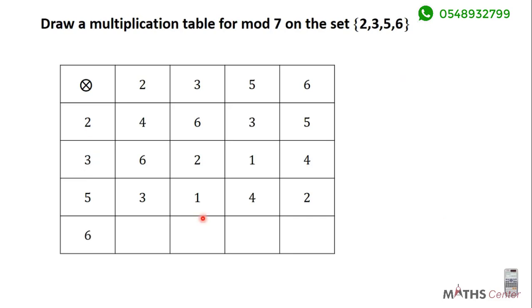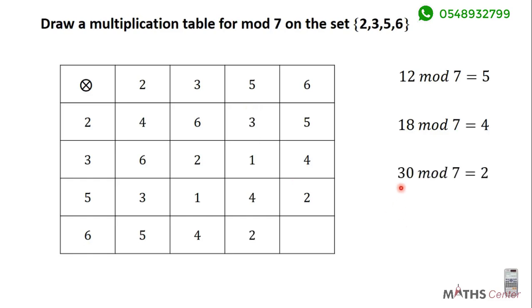Let's move on to the last rule. 6 times 2 will give us 12. 12 mod 7 is 5. You subtract 7 from 12 and you get 5. 5 is smaller than the modulus, so 12 mod 7 is 5. 6 times 3 is 18. You subtract 7 from 18 and you get 11. You subtract 7 from 11, you get 4. So 18 mod 7 is 4. 6 times 5 is 30. 30 mod 7 is 2.